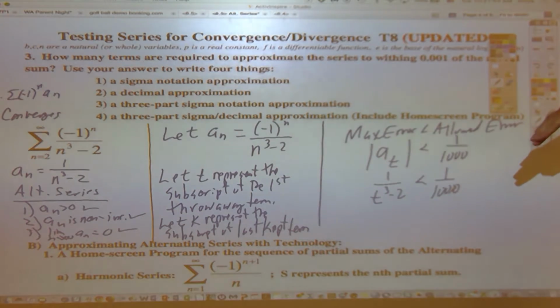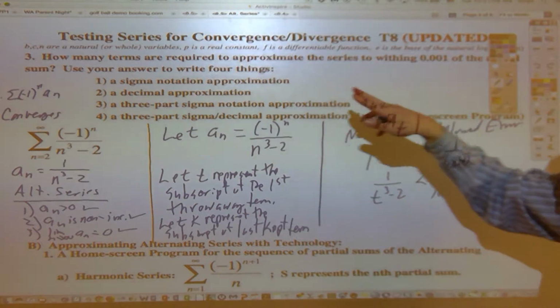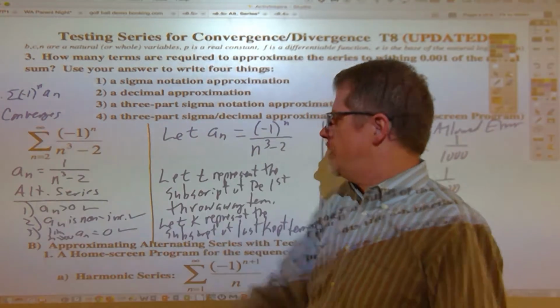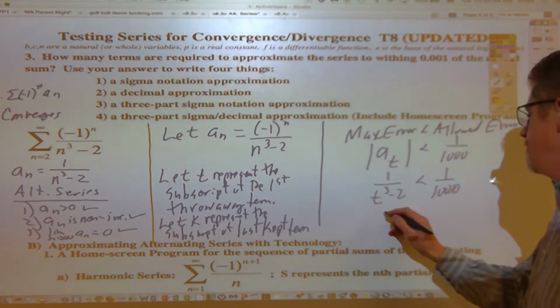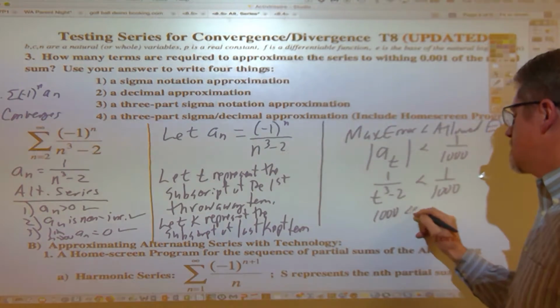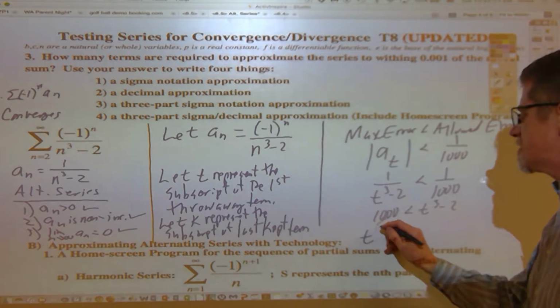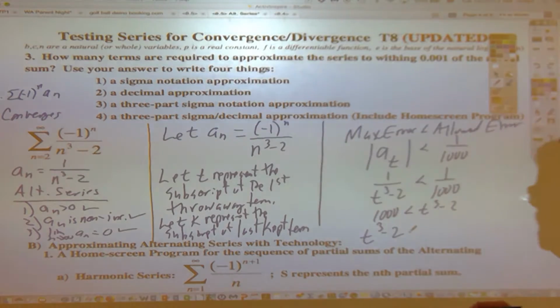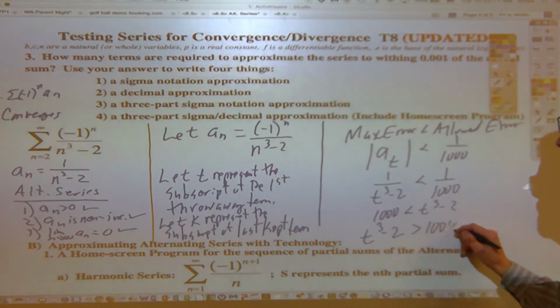Multiply by 1,000 and multiply by t cubed minus 2. You don't have to worry about flipping the inequality because t is always going to be greater than 2. Hold on, t cubed minus 2, 8, yep, it'll always be positive. So we can say 1,000 is less than t cubed minus 2, which means I need to find the smallest value of t such that t cubed minus 2 is greater than 1,000.